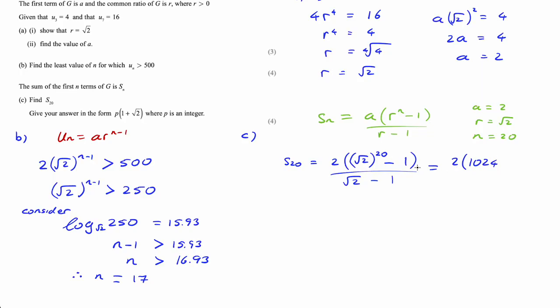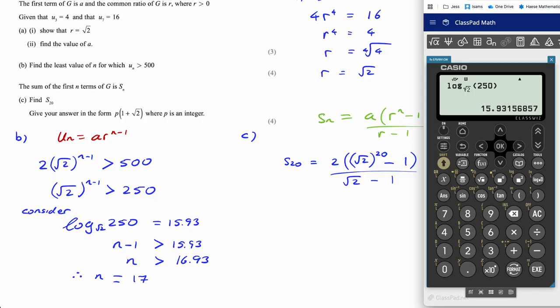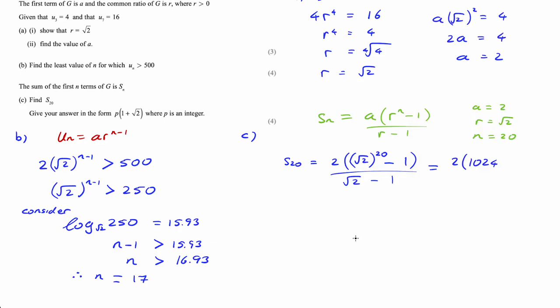2 to the power of 10 is 1024, but obviously you have a calculator, so you could do it here if you wanted. Root 2 to the power of 1024, minus 1, over root 2 minus 1. Okay, now this is obviously not in this form, so let's just keep going.